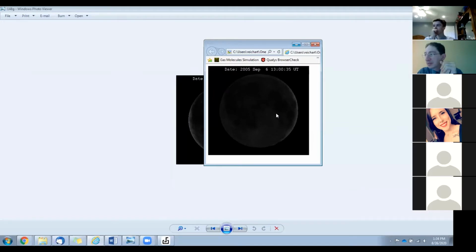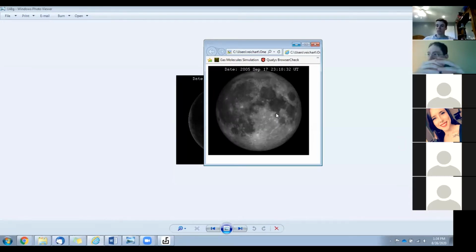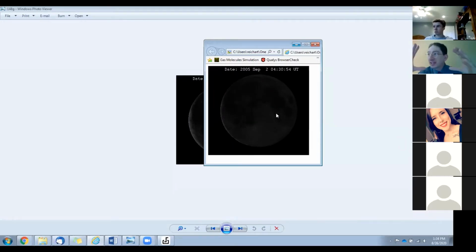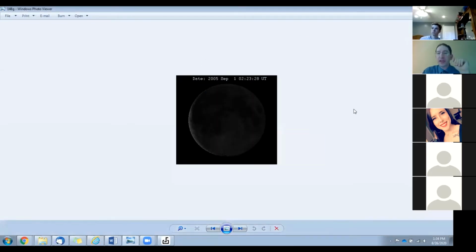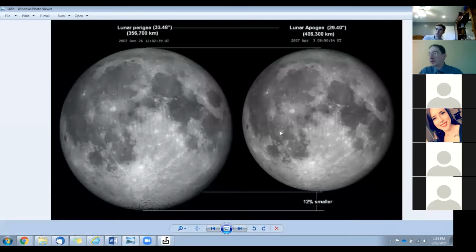The farther away something is, the smaller it will appear. It doesn't actually physically get smaller, just its angular size, its apparent size gets smaller, and that's just as it's working its way around the orbit. So you have these two extremes. On the left is the moon at closest approach, and on the right you have the moon when it's as far away as it can be. And as you can see, there's a 12% difference between these.